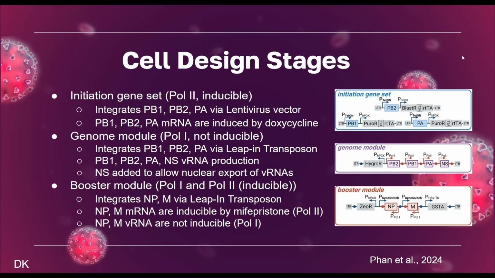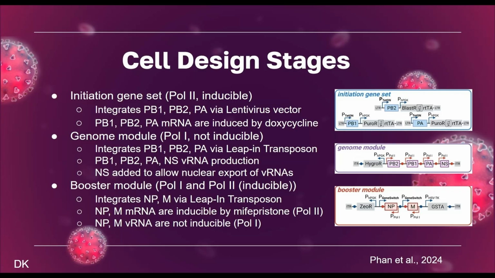Okay, I wanted to get into some of the details of the different cell design stages. As I mentioned earlier, the initiation gene set, which is Pol2 inducible, integrates the 3 components of RNA-dependent RNA polymerase via lentivirus vector into the host cell line genome. And these 3 subunit mRNAs are inducible by doxycycline, so they don't cause cellular toxicity in the cell line. And as you can see on the diagram on the right, where those genes sit in the overall architecture.